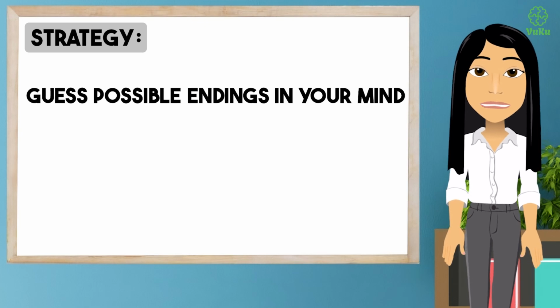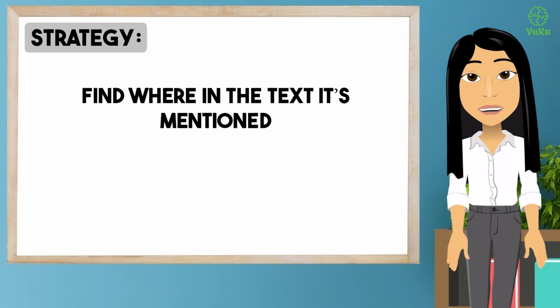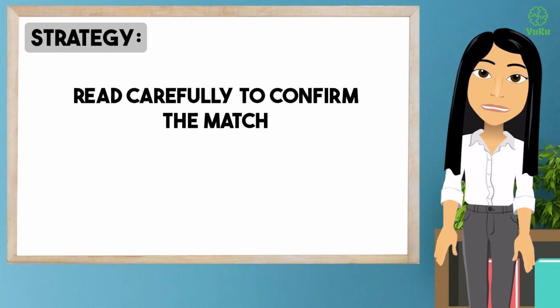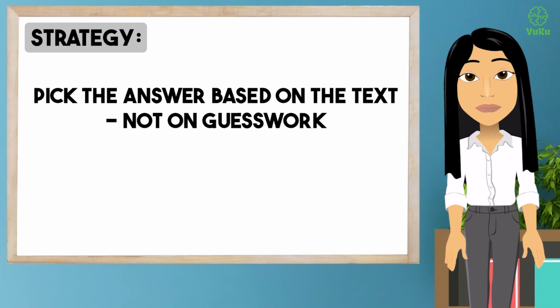Guess possible endings in your mind. Scan options and remove the clearly wrong ones. Find where in the text it's mentioned. Read carefully to confirm the match. Pick the answer based on the text, not on guesswork.